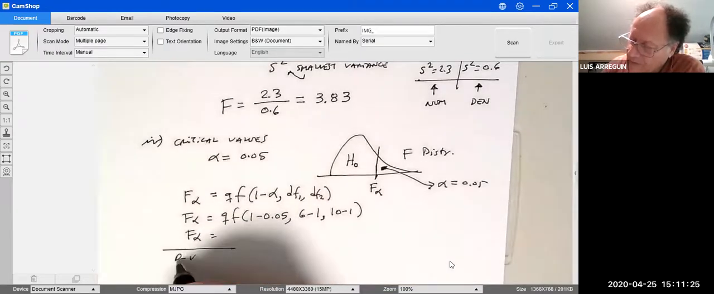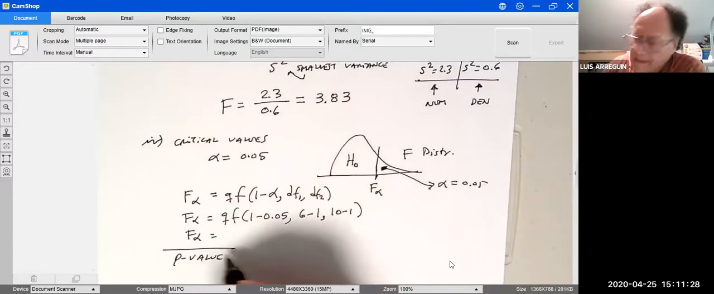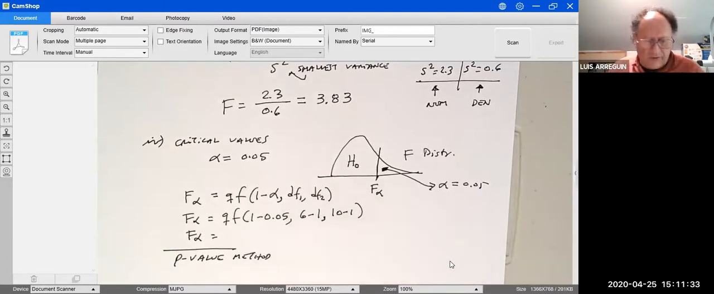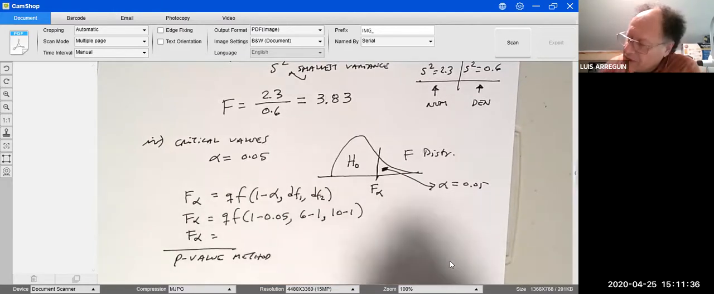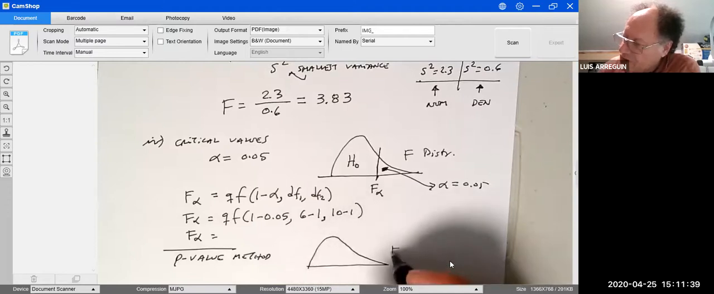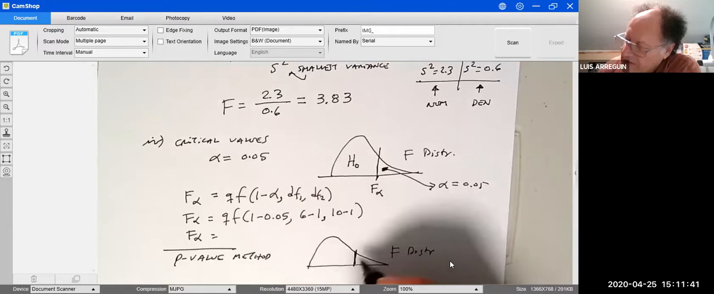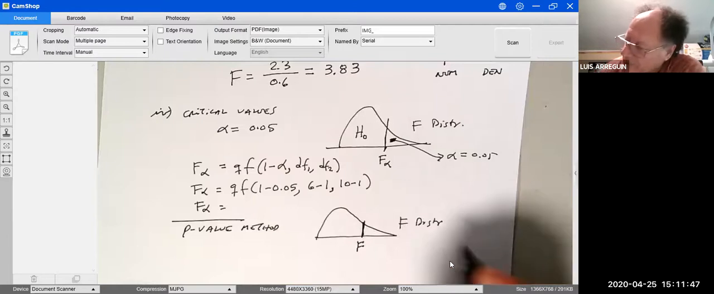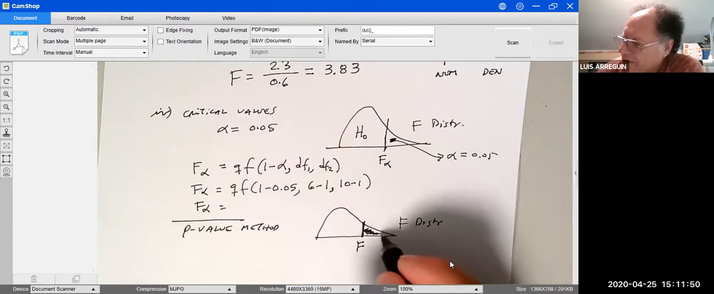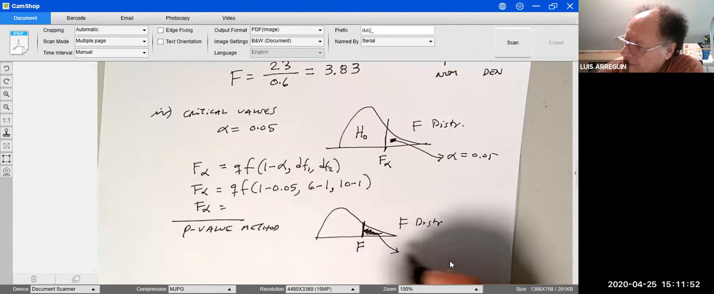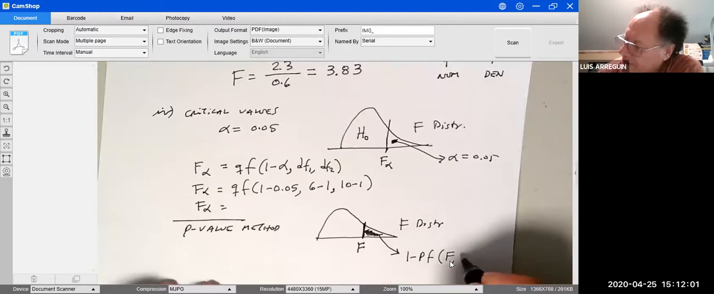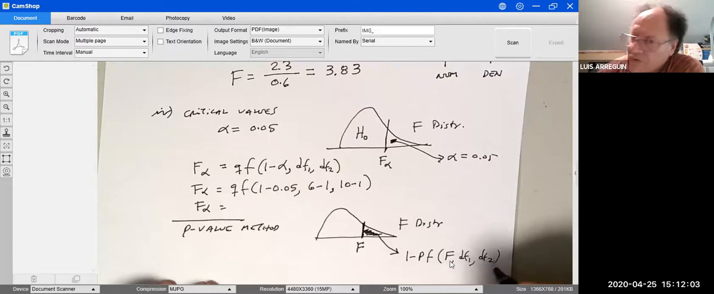Now the p-value method. We're going to do a similar computation. Again, we have our F distribution. Now, instead of having a critical value here, we have our actual statistic from the sample. So now we're going to compute this probability here, and this probability is just 1 minus pf of F, degrees of freedom 1, degrees of freedom 2.